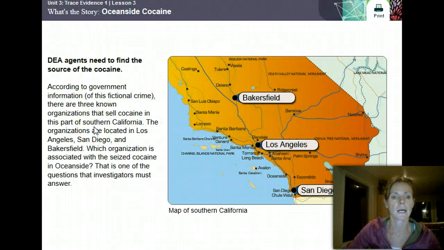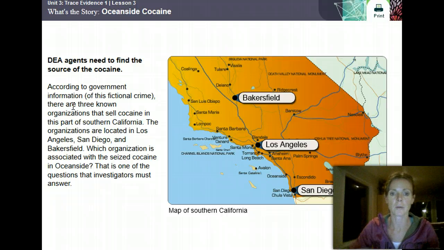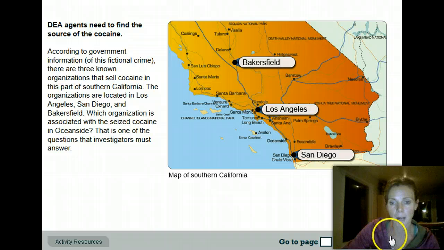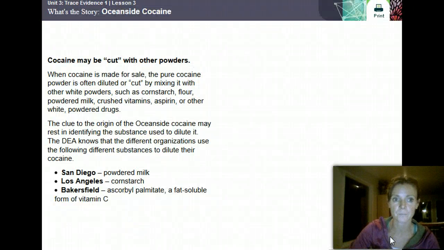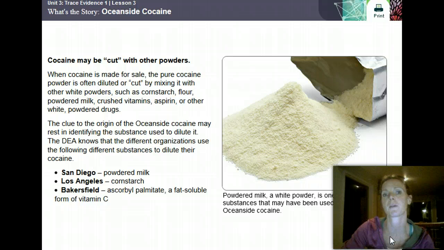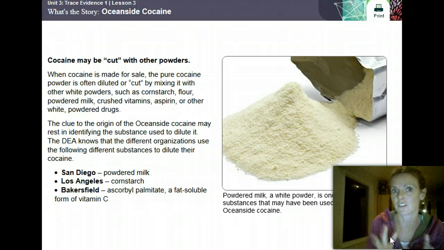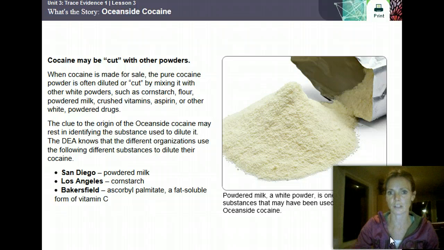Okay, so again, according to the government information, basically some of these organizations are located in the different areas of California: Bakersfield, Los Angeles, and San Diego. So the interesting thing about this is that, and this is true, cocaine is cut with powders, and that means that basically it's diluted. So you have this pure cocaine, this pure drug, that many different people that try to sell these mass quantities of cocaine will actually dilute it, kind of to make it go further, right? Kind of it's a dishonest way of stretching that.